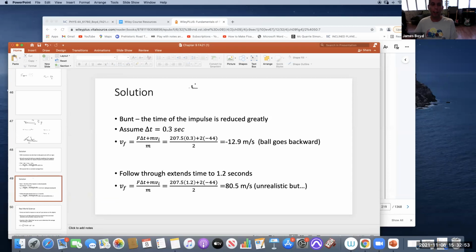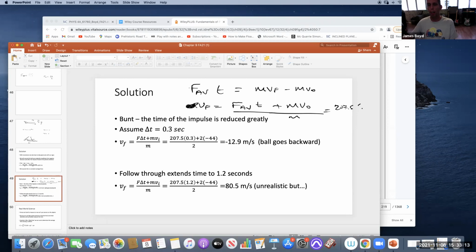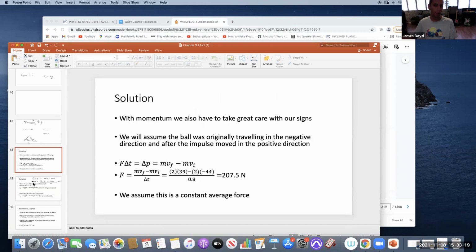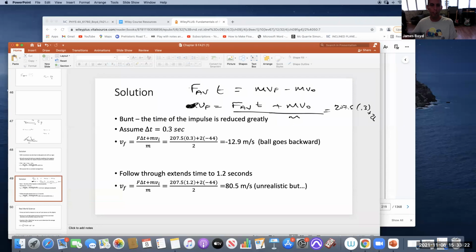So remember, we have, assuming that F average is the same, F average times T is mv final minus mv initial. Well, mv final is F average T plus mv initial. If we divide through by m, assuming the same 207.5 and 0.3 now, plus, what was it? A 2 kilogram baseball. V initial was still the same, minus 44, and divided by 2. So you can see all this here. We just rearranged it to find V final. Doing that, you get a minus 12.9.